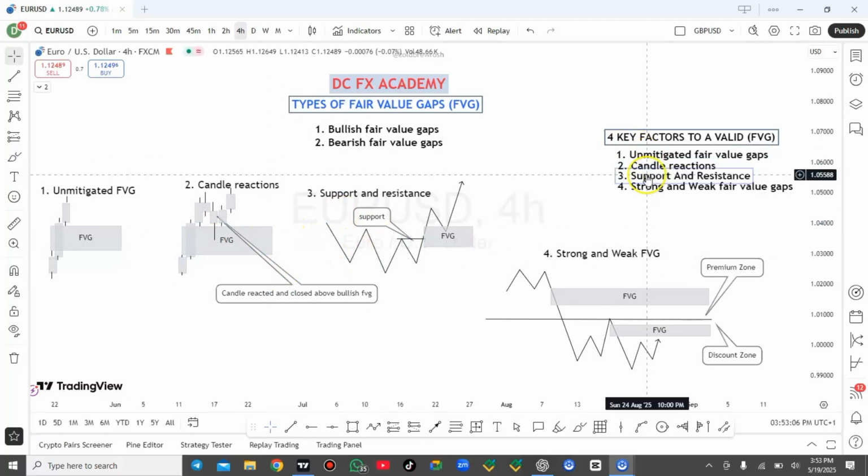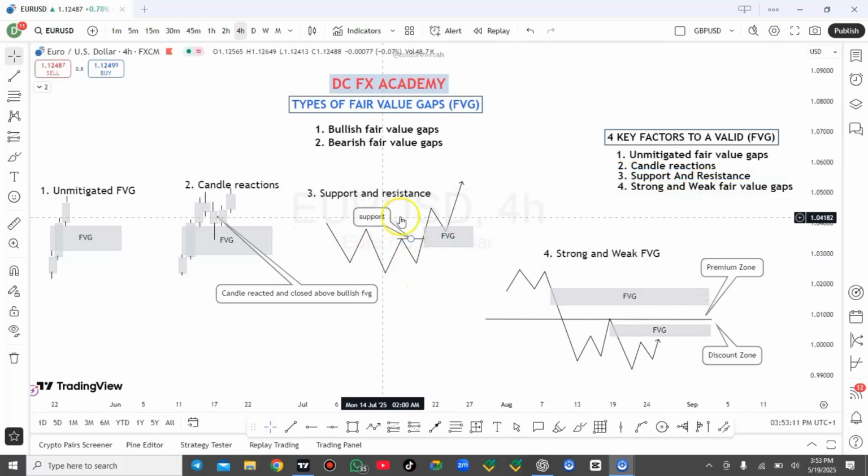Let's move on. So number three is support and resistance. So right here, I did these illustrations.